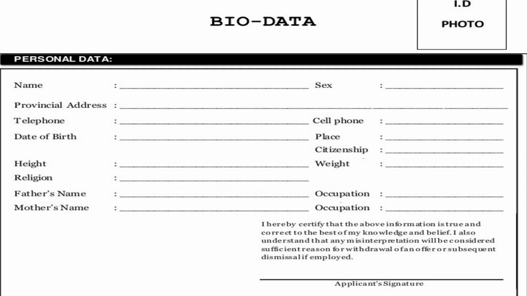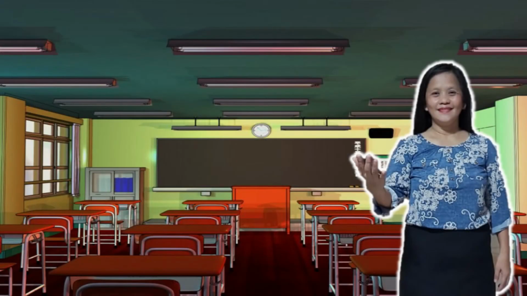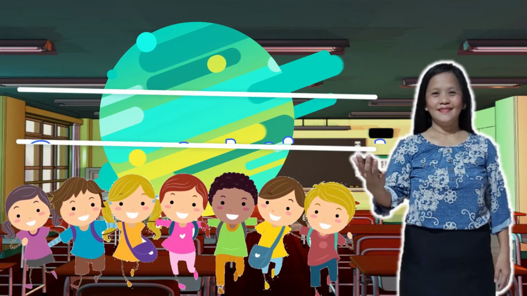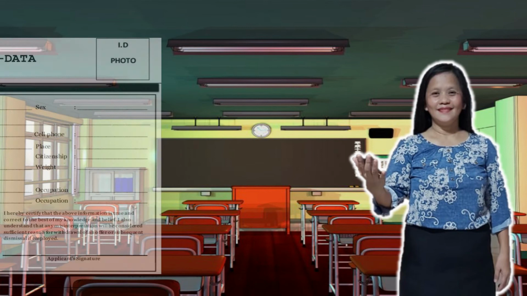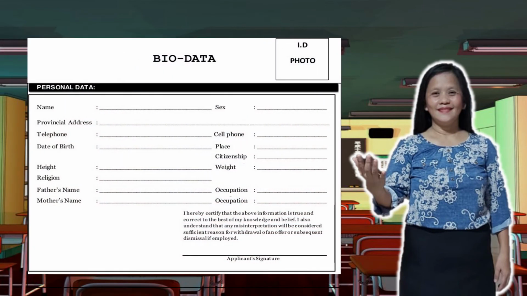So in this activity, you are at the comfort of your homes. You may ask help from any adult and interview them. Remember class, your output will be rated according to the given scoring rubrics. You have 5 minutes to do this. Okay, I suppose you are done. Amazing! You now know how to fill out a biodata form.